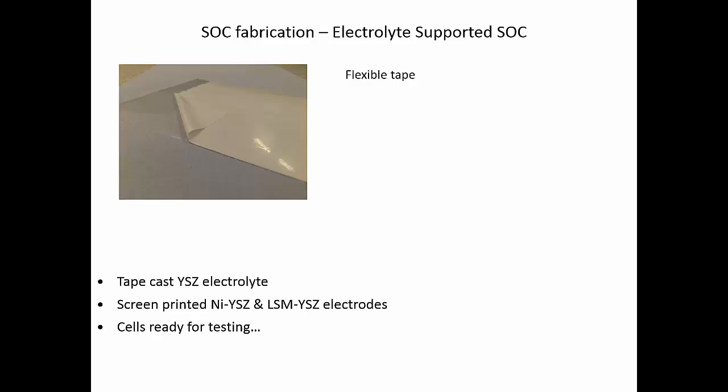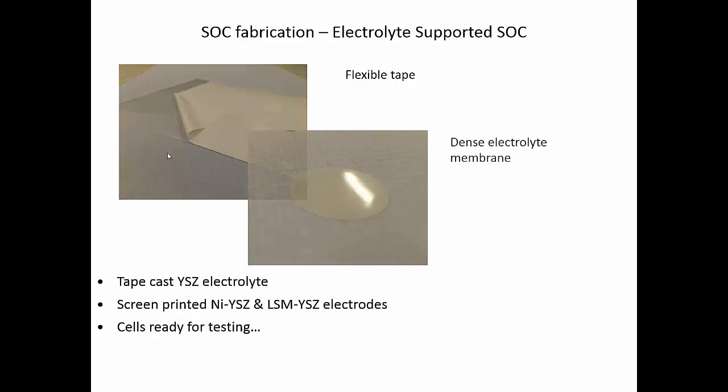So here we're just showing you a tape cast layer of some 8YSZ onto a mylar background. So here's our polymer background, and here's our green tape, which you can see is flexible. It's 50% organics roughly and 50% YSZ. We then sinter them up at high temperatures to form our dense electrolyte membrane. We also shape these into circular discs because they're easier to use. So this is our 8YSZ, our dense electrolyte membrane.